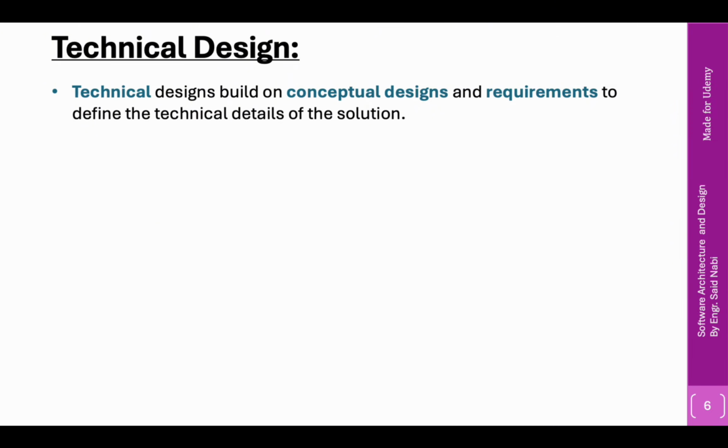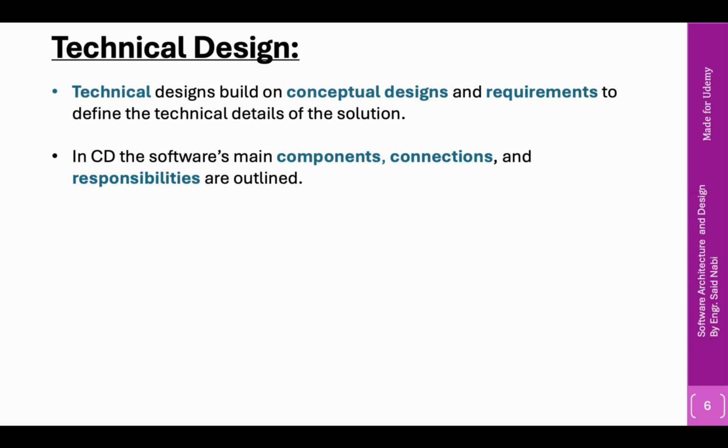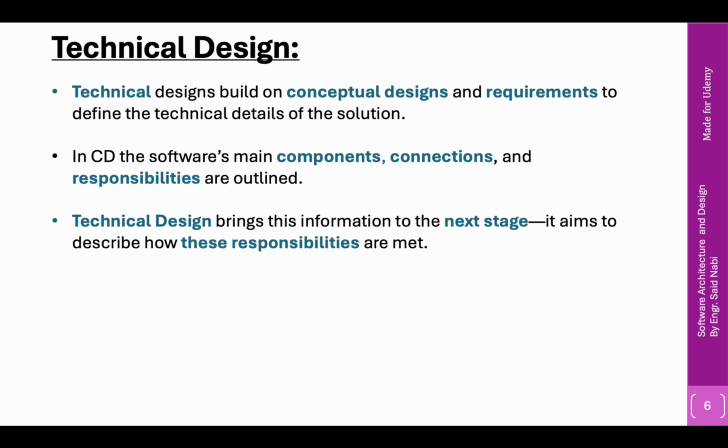Okay, now since we talked about the conceptual design, let's move to the technical design. Technical design builds on conceptual designs and requirements by taking high-level ideas and turning them into concrete technical details that explain exactly how the solution will work in reality. In conceptual design, we outline the software's main components, how they connect to each other, and what responsibilities each part owns, without worrying yet about low-level implementation.